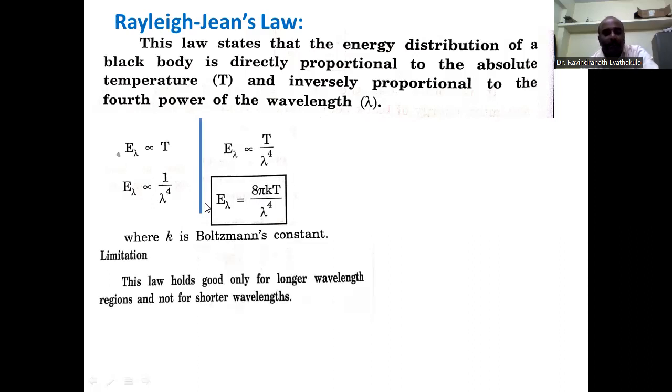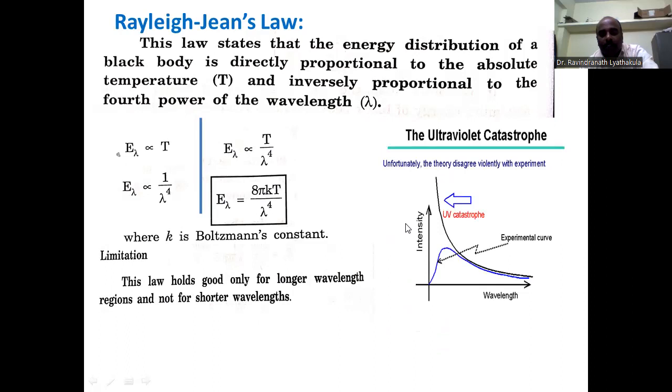When the Rayleigh-Jeans law is compared to the experimental results, it holds good only for longer wavelengths, and it fails at shorter wavelengths. Here we are comparing to the experimental curve, the blue line curve, which coincides with the experimental results at longer wavelengths, but fails at the lower wavelengths. Therefore, the Rayleigh-Jeans law explains longer wavelengths with respect to the experimental results, but it fails at the shorter wavelengths.